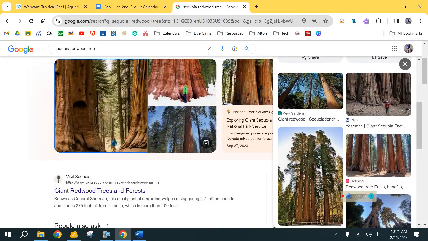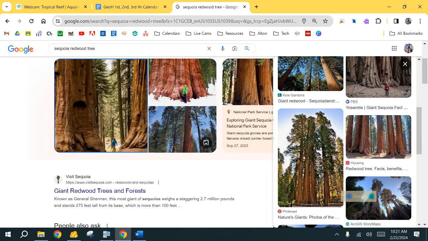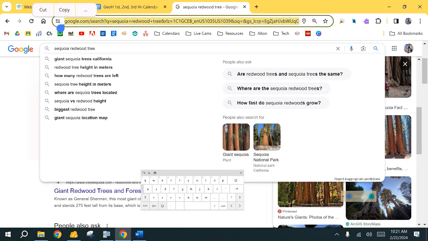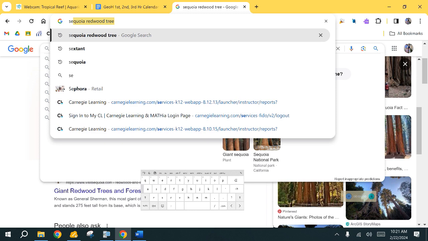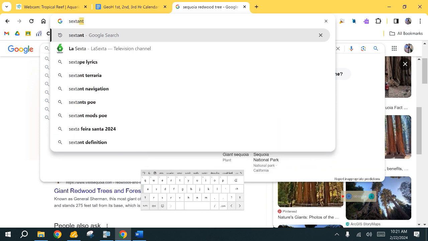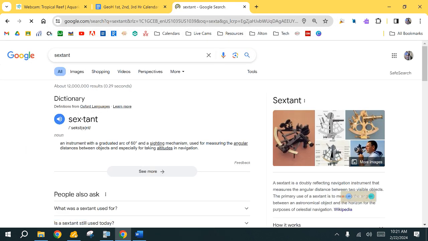So another way, which is what we're going to talk about in our next topic, is using something that you've seen in the movies called a sextant. Yeah, keep going there, Dave. Okay. Sextant. All right. There we go.